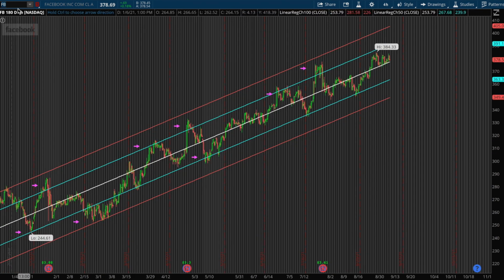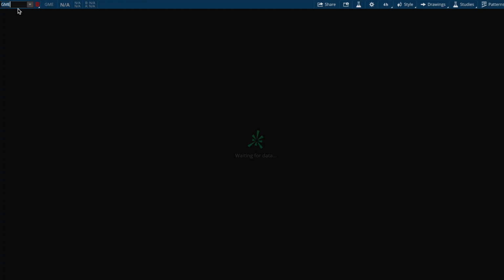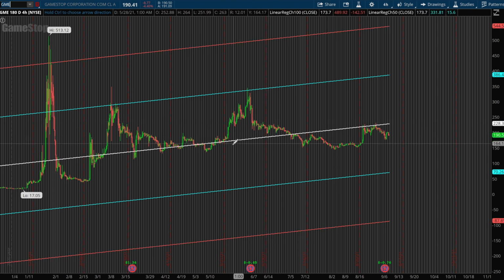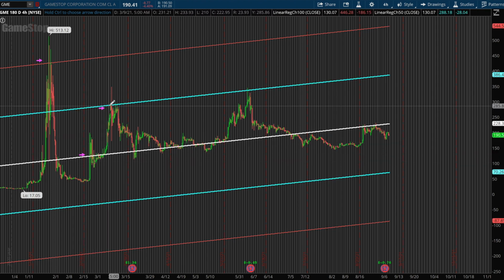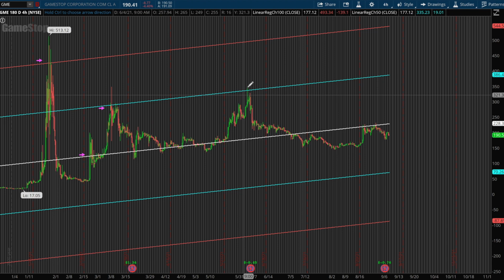Let's do GME or GameStop. GameStop also currently is following it, but it's just not as well. So over here we squeezed all the way up here, we came back down, we went to the middle deviation, had a lot of consolidation, we went to the top channel, consolidation, went to the top channel, sold down to the median, and now we're just at a consolidation.